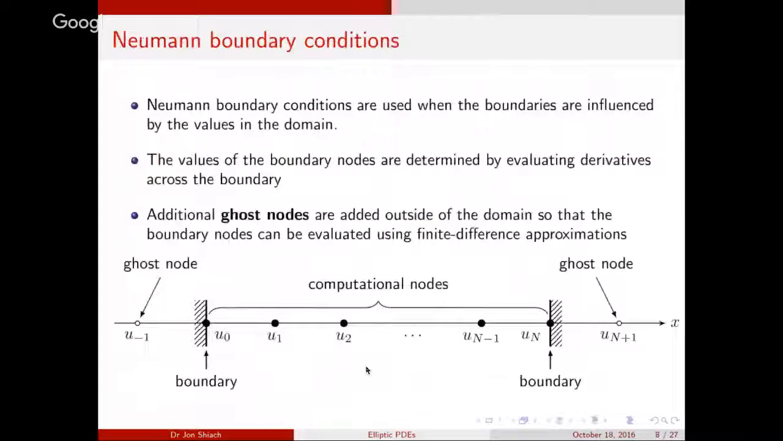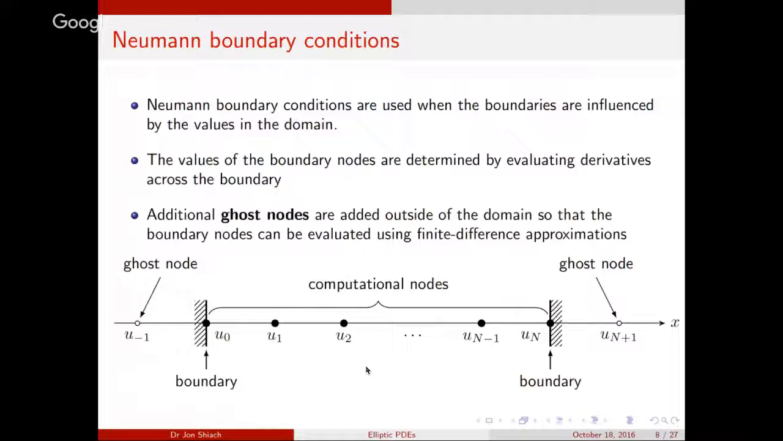Okay, the second one is a Neumann boundary condition. Now this is when you set the boundary node to be equal to some derivative. This means whatever's going on in the domain will affect what goes on at the boundary. So for example, let's say you're modeling water and you've got a big wave coming to one boundary. The wave approaching that boundary will affect the value of the boundary node. So the values of the boundary nodes are determined by evaluating derivatives, and these are just derivatives we've set.